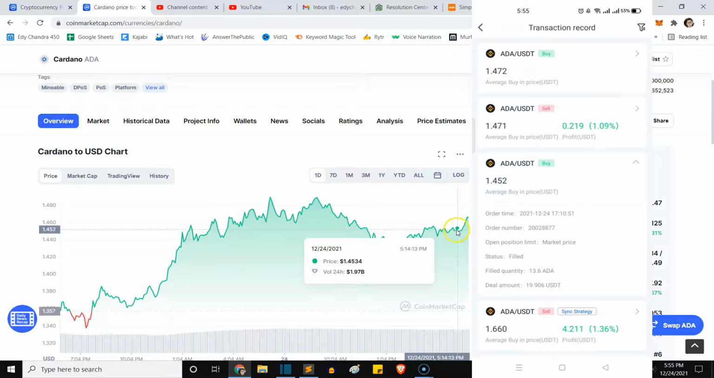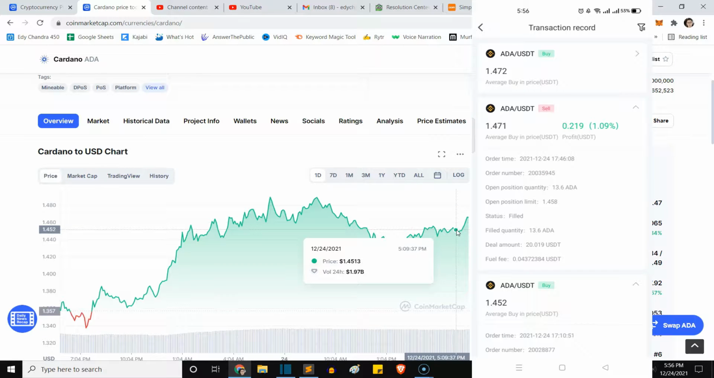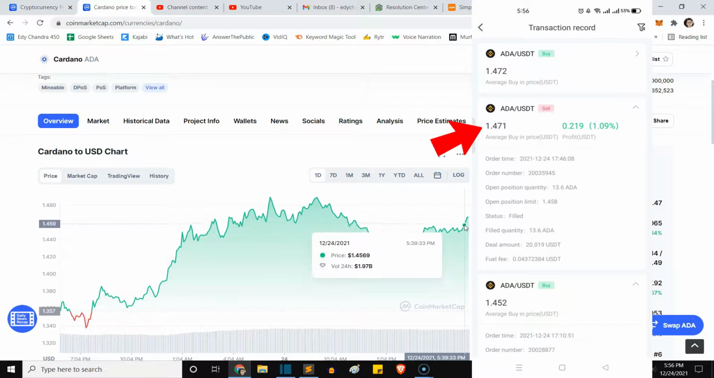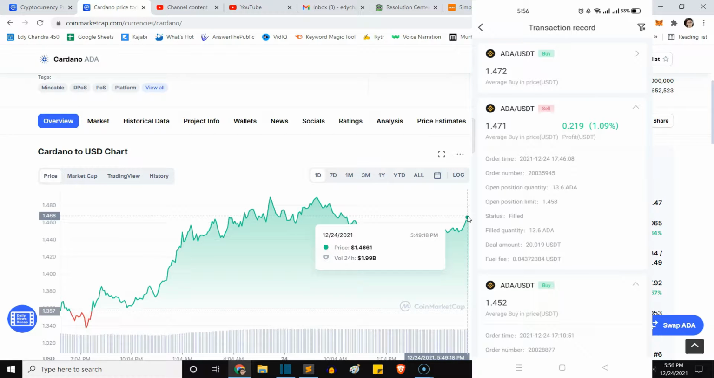We started around 5:10 p.m. Around here, guys, we buy at this price, $1.452. And then you can look at the market, look at the chart here. It goes up to $1.471 at 5:56, somewhere around here, guys. We make profit as it goes up. This is real-time trading, guys, by the bot. So we take $0.2 profit.